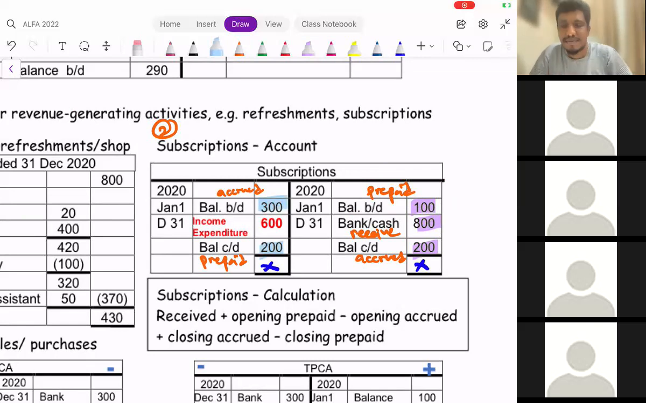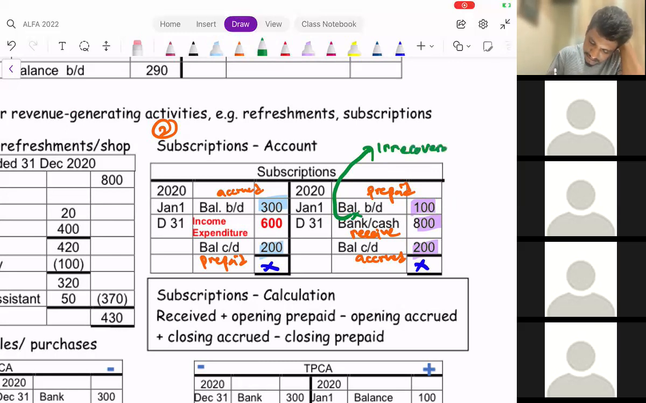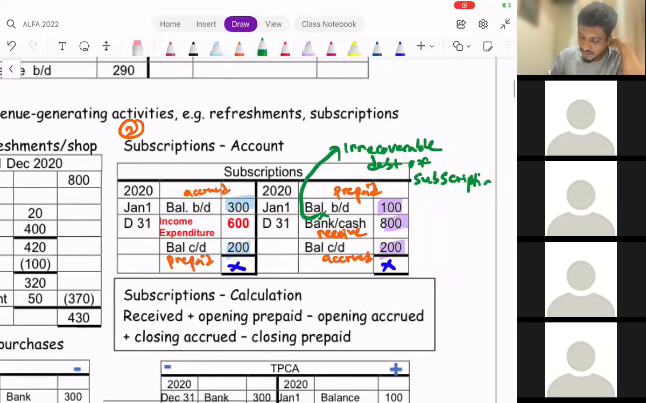These are the maximum items that will go to the subscription, except one more thing I forgot to type here. You can write irrecoverable debt of subscription, which will be on the credit side. Sometimes the question will give you this. If the question gives you irrecoverable debt of subscription, then you write here how much.